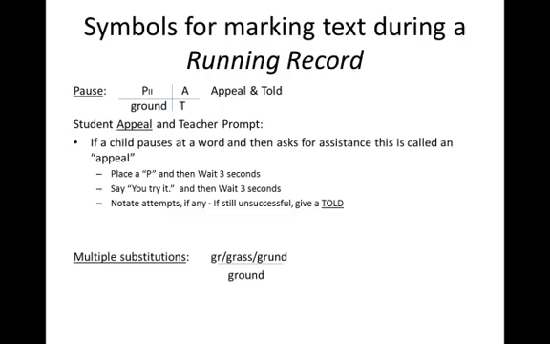What I'm going to encourage you to do first is, if a child pauses at a word and then asks for assistance, I want you to, well, let me rewind here. If a child pauses at a word, I want you to put a P. Wait 3 seconds, so 1 Mississippi, 2 Mississippi, 3 Mississippi. If they're still paused, you can say to the student, you try it, and then wait 3 more seconds. 1 Mississippi, 2 Mississippi, 3 Mississippi. And at that time, notate any attempts, if any. If they're still unsuccessful, go ahead and give a told, meaning go ahead and tell them the word.